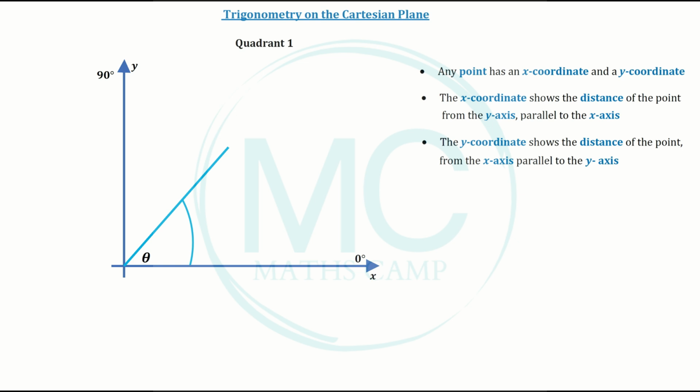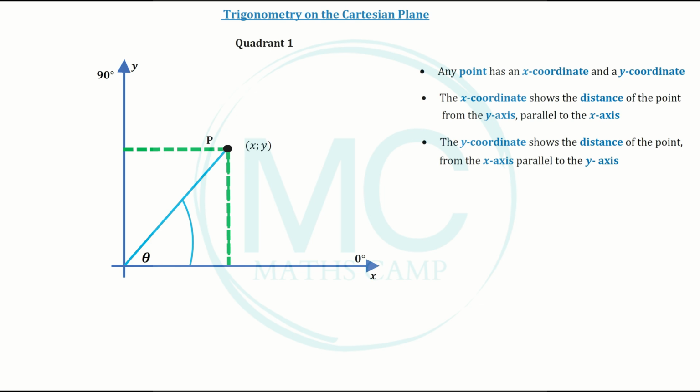So let's draw a point on our terminal arm and call it P. Point P will have an x-coordinate and a y-coordinate. We have just said the x-coordinate shows the distance of the point from the y-axis. So let's draw a line from the y-axis to the point P. This line is parallel to the x-axis. The y-coordinate shows us the distance of point P from the x-axis. So let's draw a line from P down to the x-axis. This line is parallel to the y-axis.